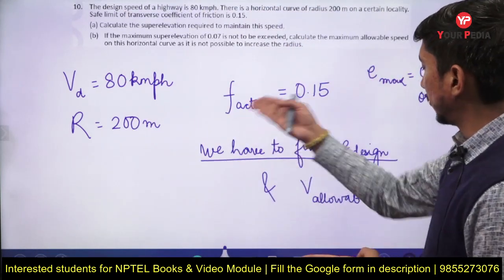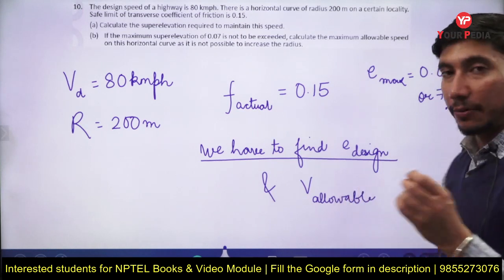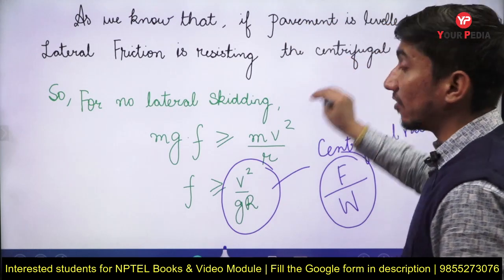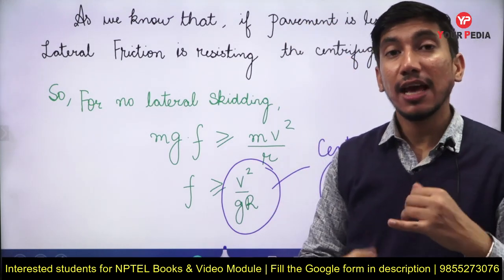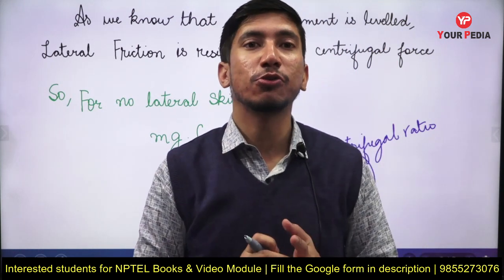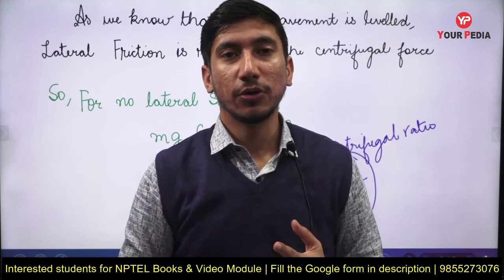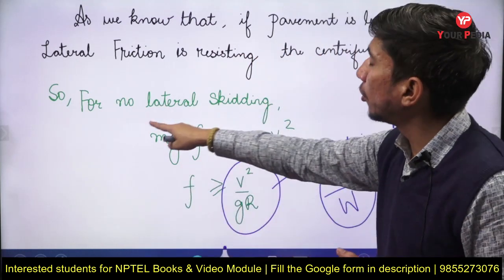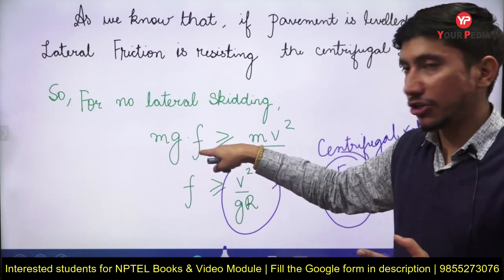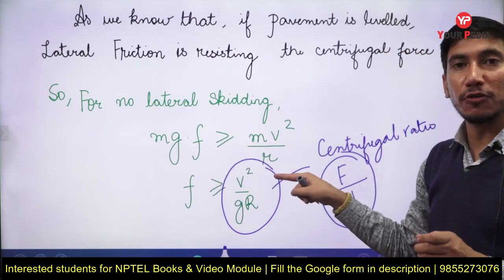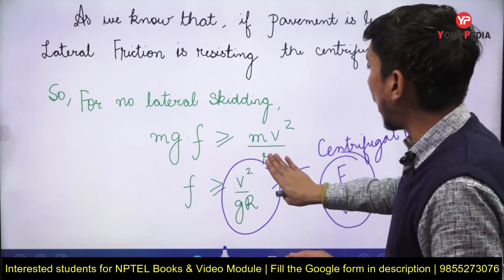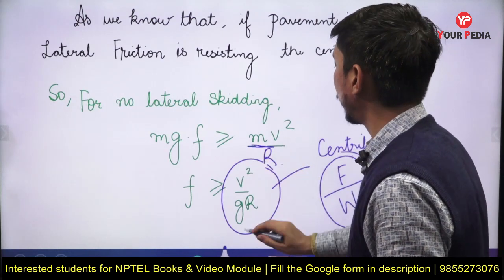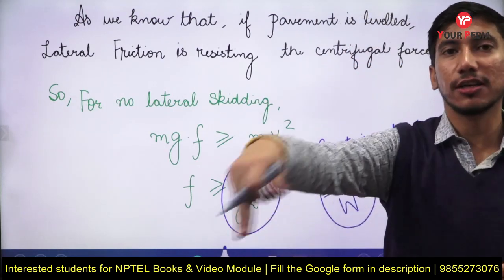Okay, so the data I have written over here. Now let me tell you the formula that we are going to use. If our pavement is level and there is no super elevation provided, then only the lateral friction is going to oppose the centrifugal force, and only the lateral friction is going to prevent the lateral skidding. So in order to prevent lateral skidding, the lateral friction mgf should be greater than the centrifugal force mv square upon R, where R, let me represent it by capital R, is the radius of the horizontal curve.